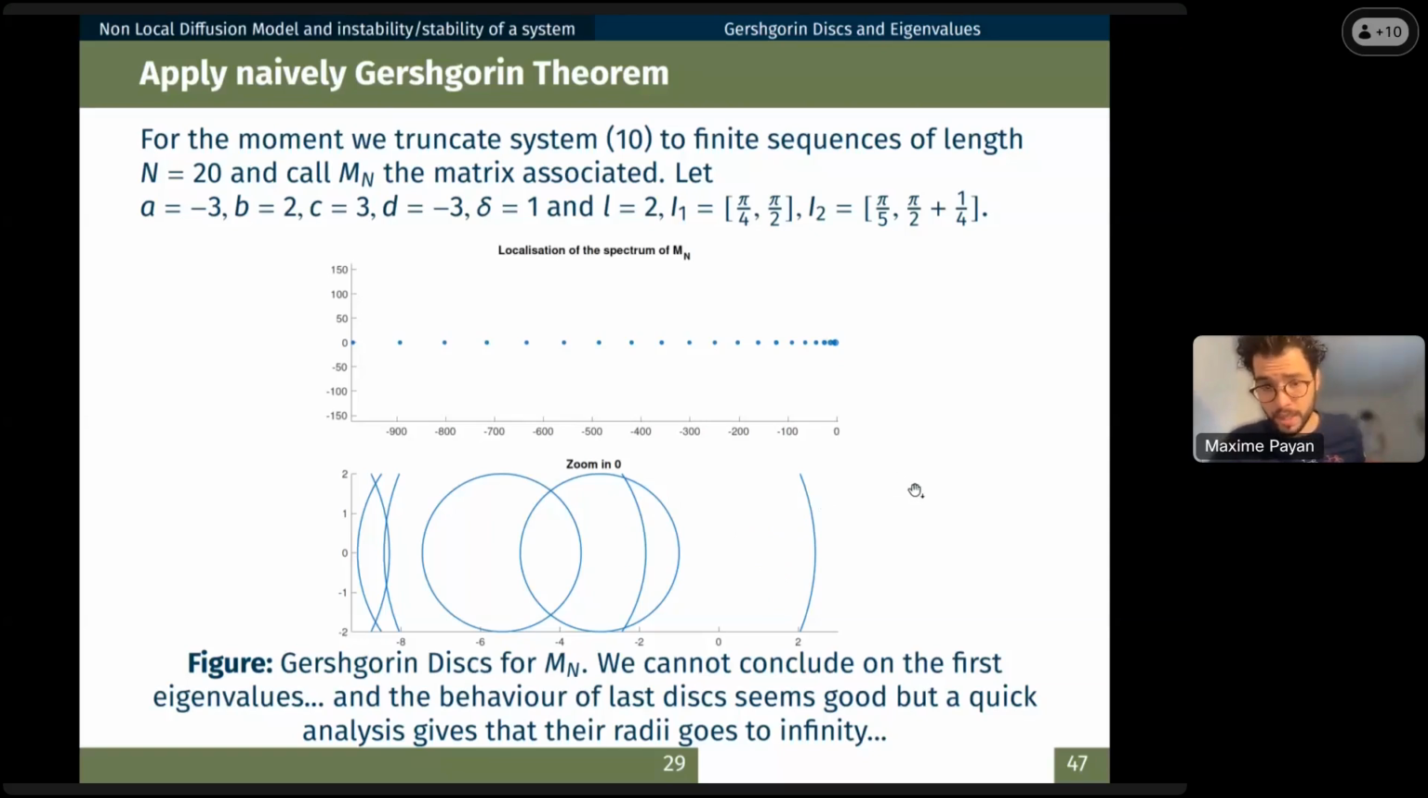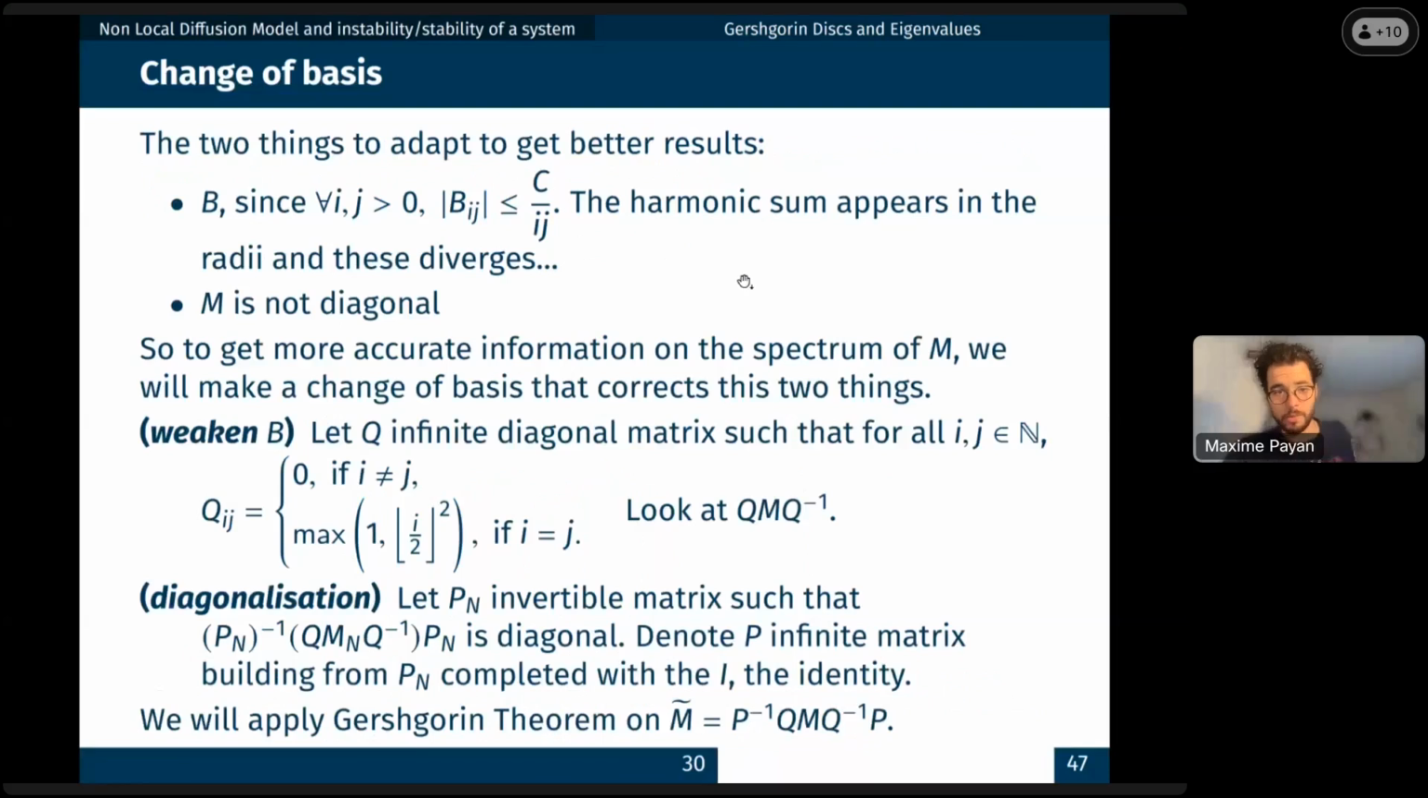And also a quick analysis gives that the radii go to infinity as i goes to infinity. So there is a little problem. So yes, naively, it doesn't work exactly how we expected it to, of course. So we analyze these two problems.